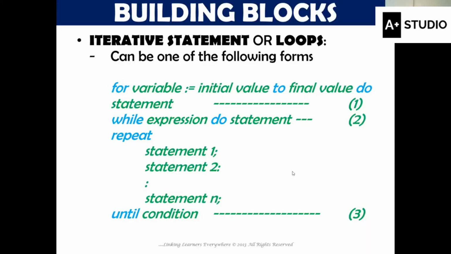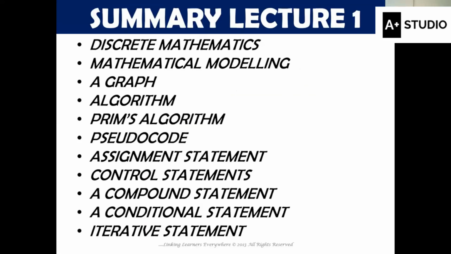Okay, so in summary, basically we looked at, from the beginning, the definition of discrete maths. We saw what modeling is. We used graph theory to explain how you can move from one place to the other. Then we defined our algorithm by using the graph approach. And then we wrote a simple algorithm to connect 6 towns. And we looked at what pseudocode is.